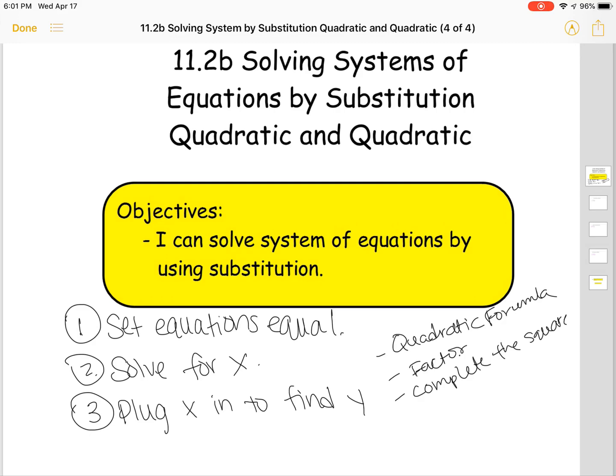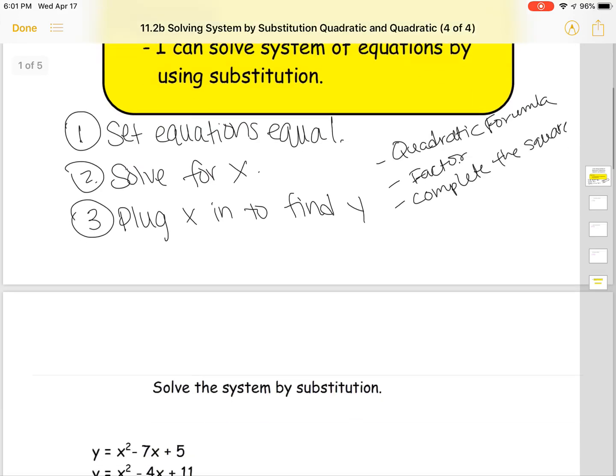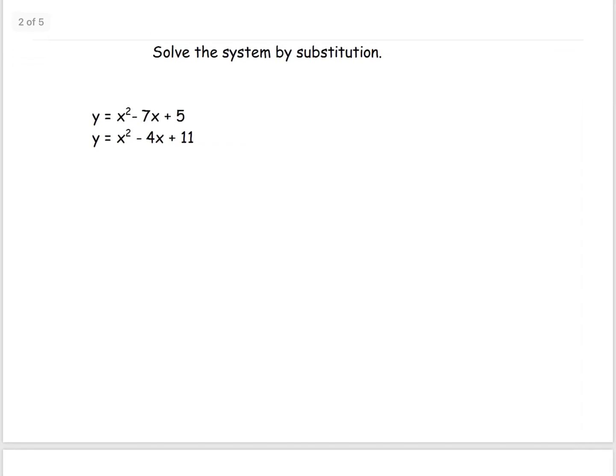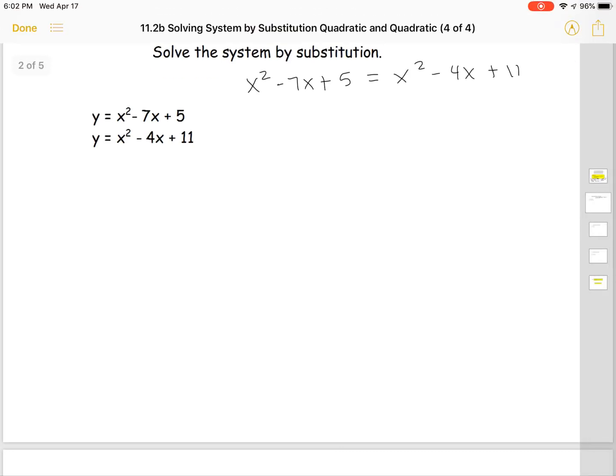And then step 3, plug x in to find y. So let's jump right in and look at a couple of examples. Solve the system by substitution. Well, step 1 is to set our equations equal to each other. So we have x squared minus 7x plus 5 equals x squared minus 4x plus 11.